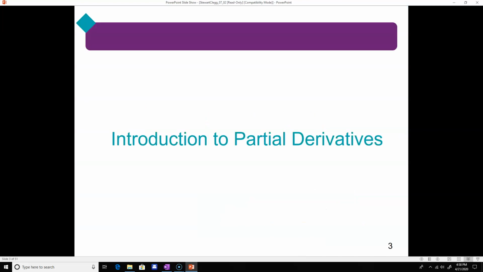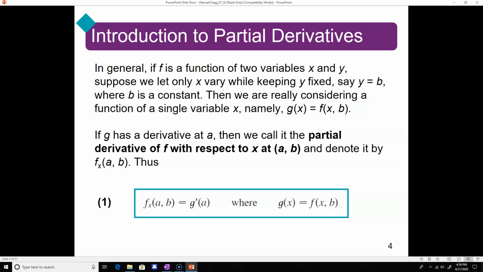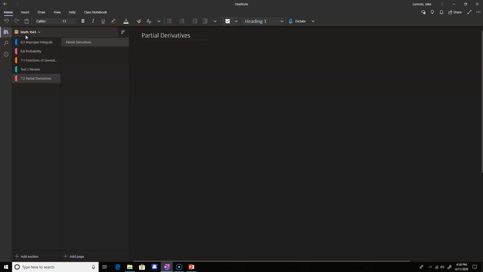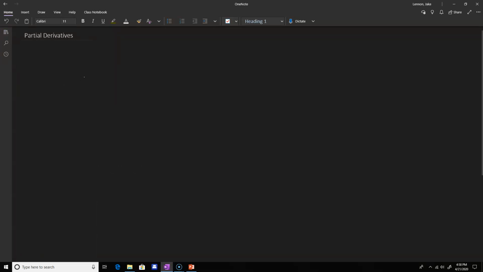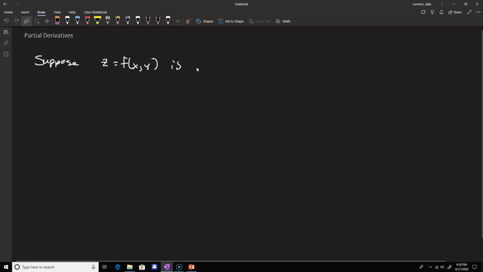So 7.2 partial derivatives. Again, they have some notation here. A lot of times what we have when we're taking the partial derivative of the function, we will use a subscript to denote it. So there's kind of two ways. There's the typical notation and also the Leibniz notation. So if we have a function, so suppose, let's say suppose z equals f of x, y is a differentiable function.